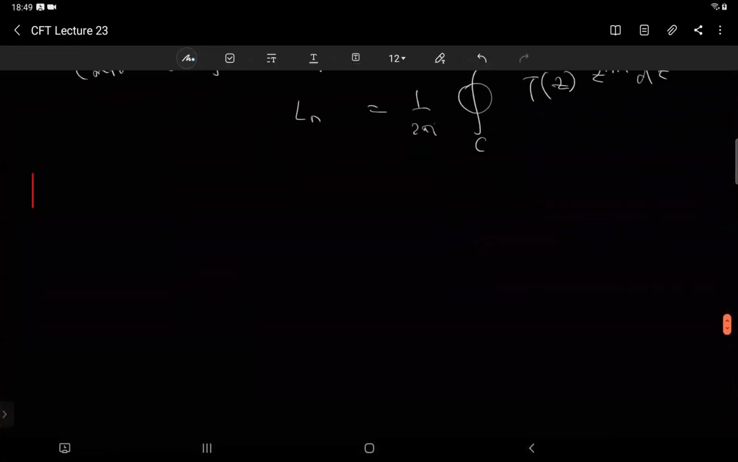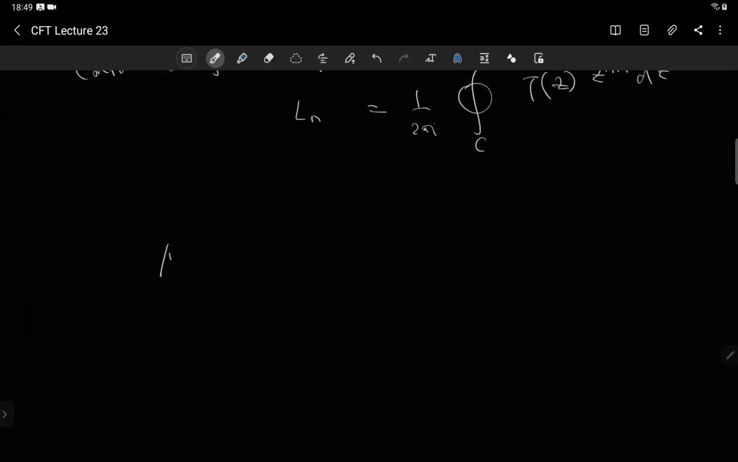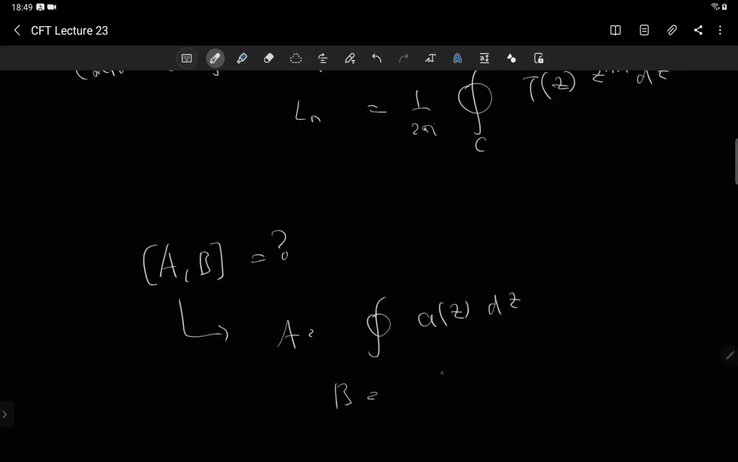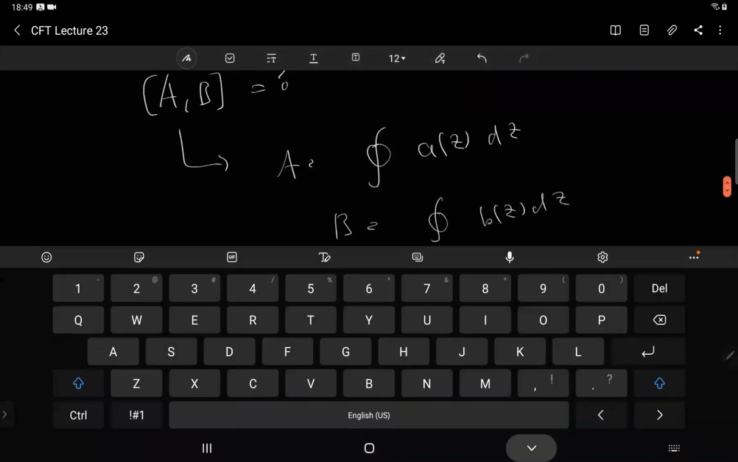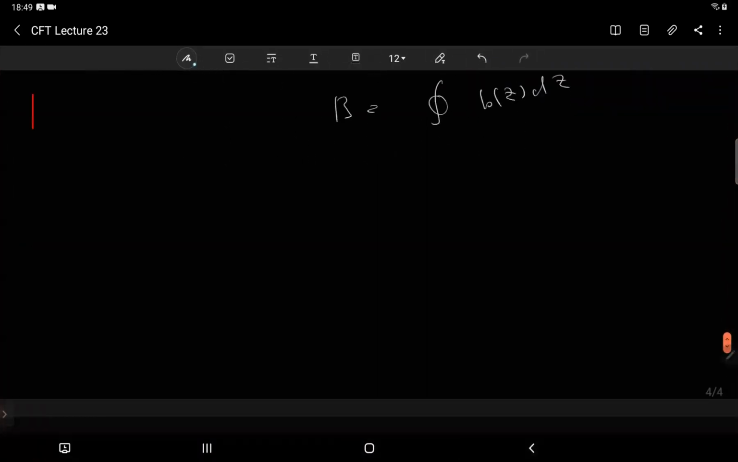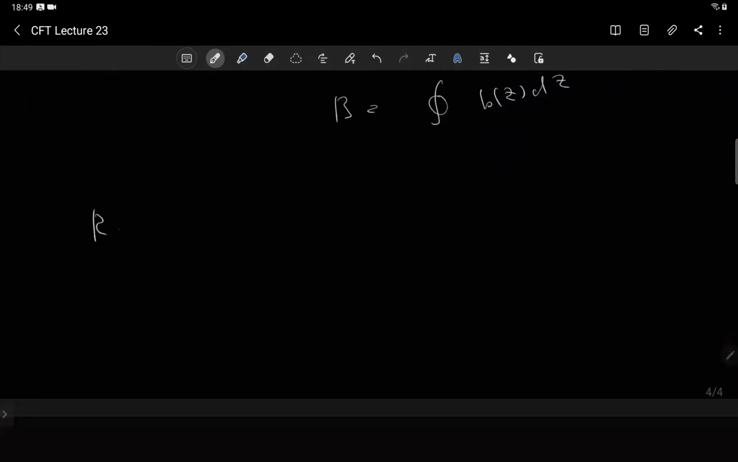So the question is, if you have two such integrated operators A and B, where A is given by the integral of some local operator A(z) dz, and similarly B is given by the integral of some local operator B(z) dz, what is then the meaning of this commutator? How do you evaluate this commutator? That was the question. To get to that, we first discuss the notion of radial ordering.